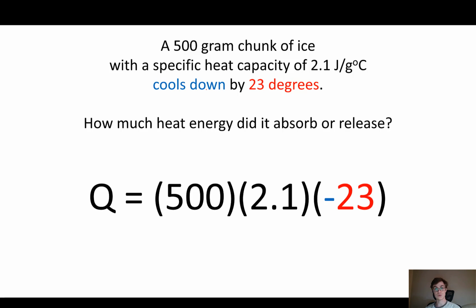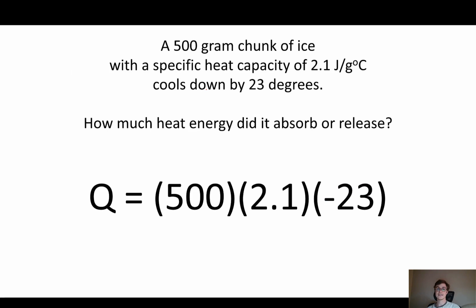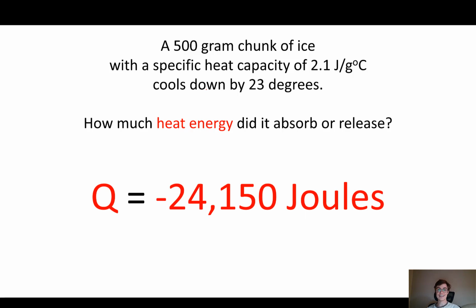It cools down, it gets colder, that means it's a negative number because the temperature decreases. The delta T is a negative number because the temperature went down. The object lost temperature. Finally, I have to calculate Q, the heat energy. So what I do is I multiply 500 times 2.1 times negative 23, and I get negative 24,150 joules.